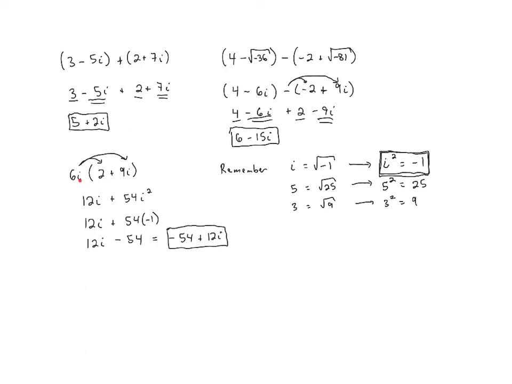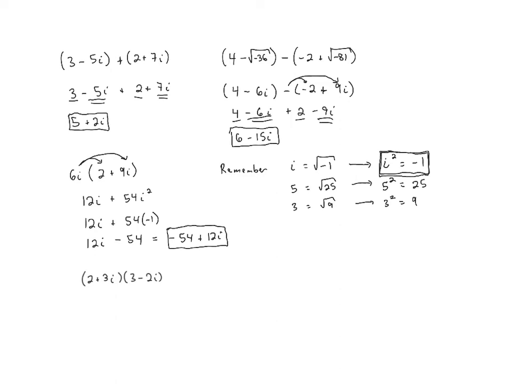Whenever we're doing any arithmetic with complex numbers, we should be able to write the final answer in standard form, starting with the real part and then ending with the imaginary part. So we can't leave this as 54i squared. Let's look at one more example of a multiplication of complex numbers. Let's take a look at 2 plus 3i times 3 minus 2i.